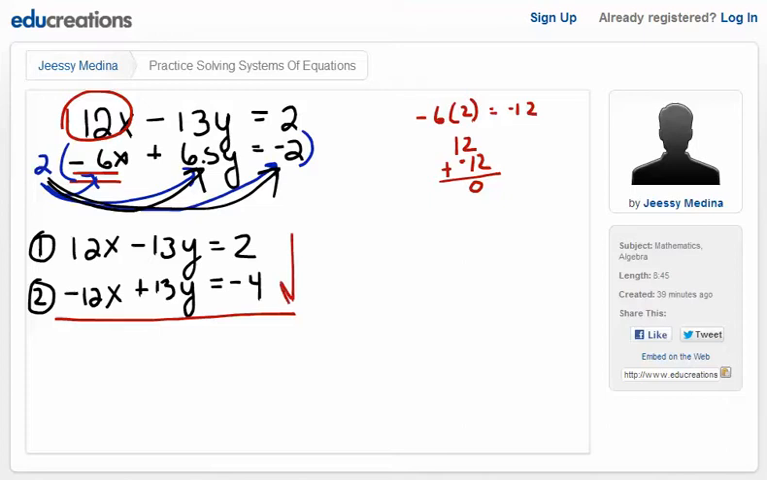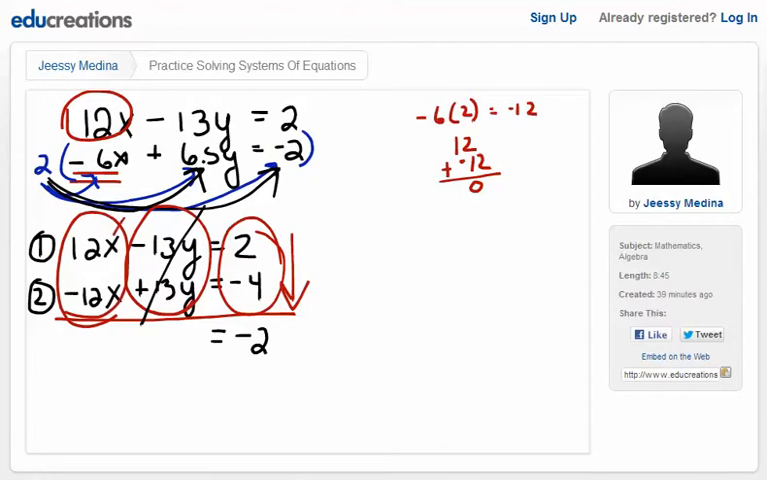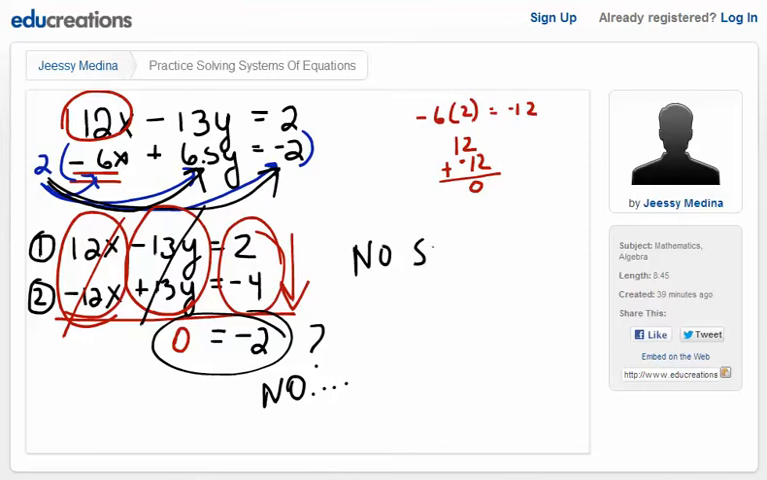And so I'm going to combine the equations, going down. The 2 and the negative 4 become negative 2. The minus 13y plus 13y, they cancel each other. And the 12x minus the 12x, they also cancel each other. So I have 0 equals negative 2. Now, which case do we have? Does this make any sense? No. So when the answer doesn't make sense, you have the case of no solution. Okay? No solution. So this is the inconsistent case.